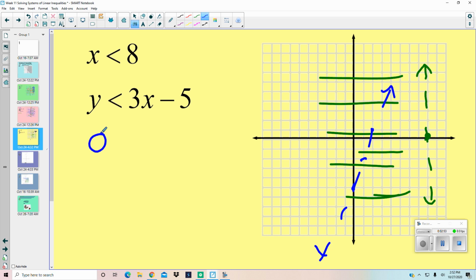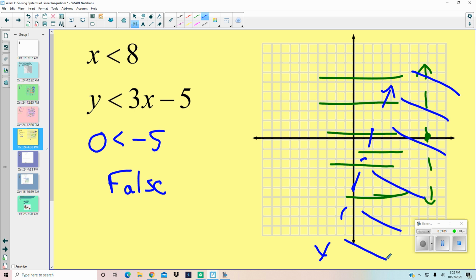But I have to test a point. So I put in 0, 0, and I get 0 less than -5. That's false. 0 is not less than -5. So I shade on the opposite side of 0, 0, which is over here. So then you can see where the green and the blue overlap. That is in this middle part here.